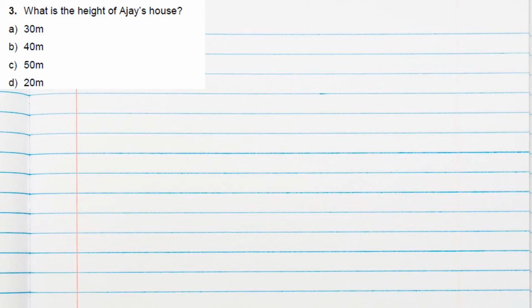Question number 3. What is the height of Ajay's house? That we already calculated. Ajay's house height, isn't it? That is 40. Okay, 40 is the height.